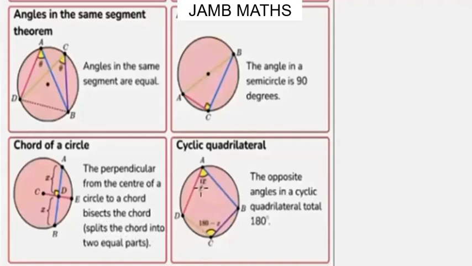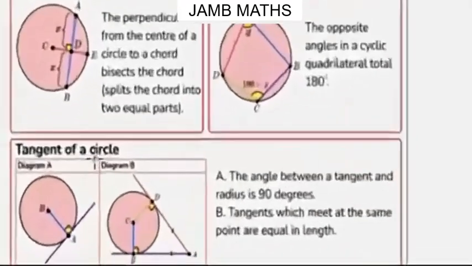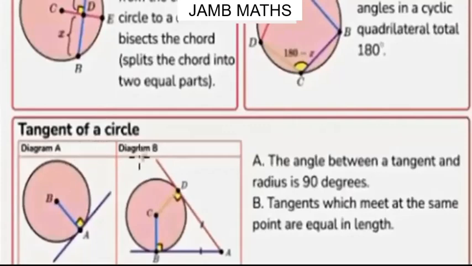The sixth one I have here says cyclic quadrilateral. The opposite angles in a cyclic quadrilateral total 180 degrees. The last one I have here says tangent of a circle. We have diagram A and diagram B here. Diagram A says the angle between a tangent and a radius is 90 degrees. Diagram B says tangents which meet at the same point are equal in length.